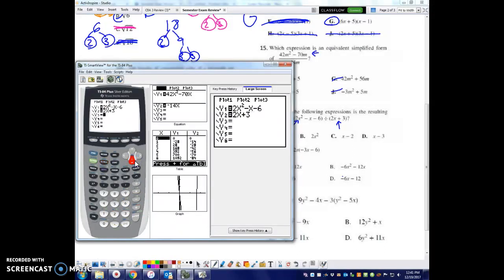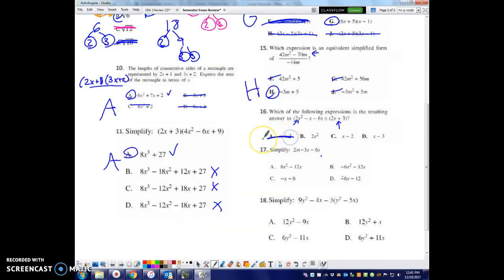Let's go ahead and type our first answer choice in, x plus 3. Oops. Okay, graph it. Here's our first one. Now the second line. That one did not cross where we needed it to cross. So no, it is not A.